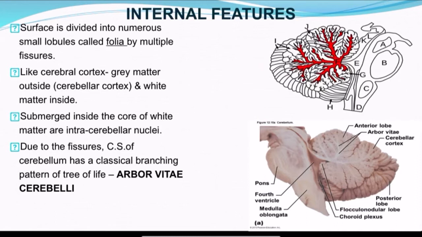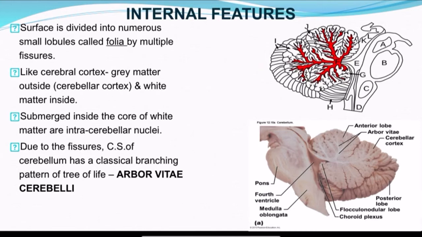Like the cerebral cortex, you have grey matter on the outside known as cerebellar cortex and white matter inside. Submerged inside the core of the white matter are intracerebellar nuclei, otherwise known as deep cerebellar nuclei. Due to the fissures, a cross-section of cerebellum has a classical branching pattern of tree of life known as arbor vitae cerebelli. Arbor means tree, vitae means life. So the branching pattern of tree of life in the cerebellum is known as arbor vitae cerebelli.